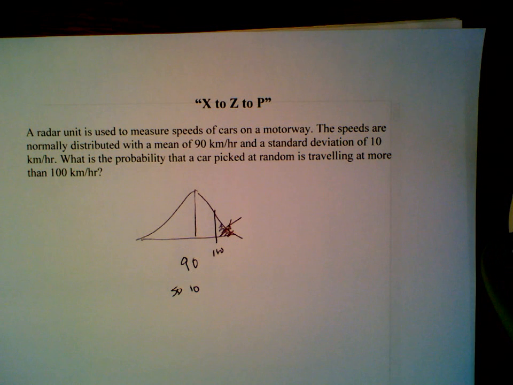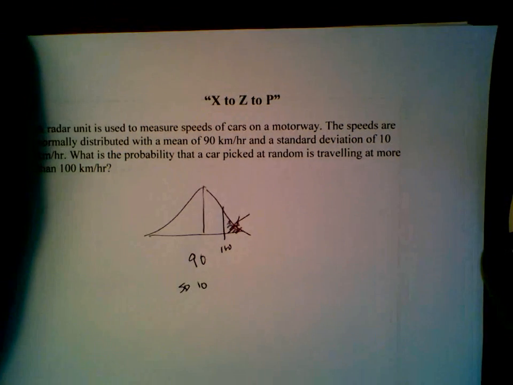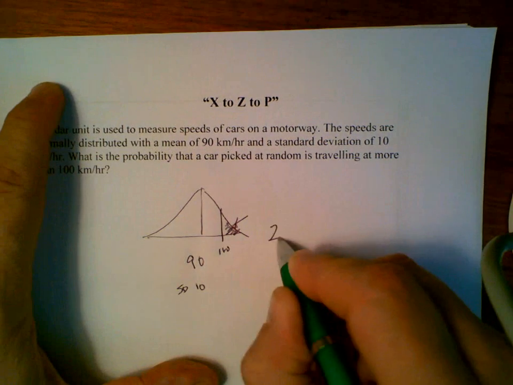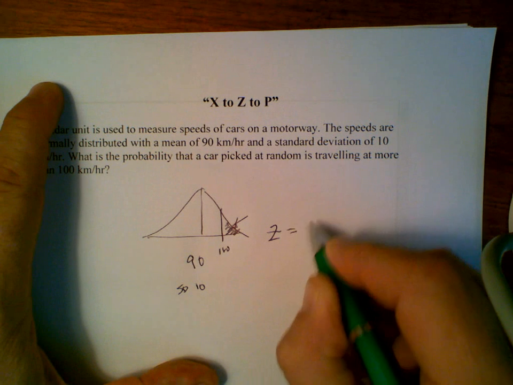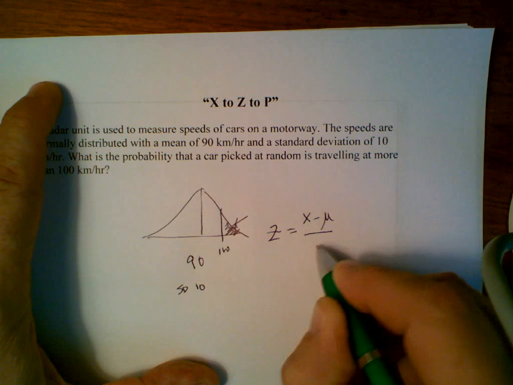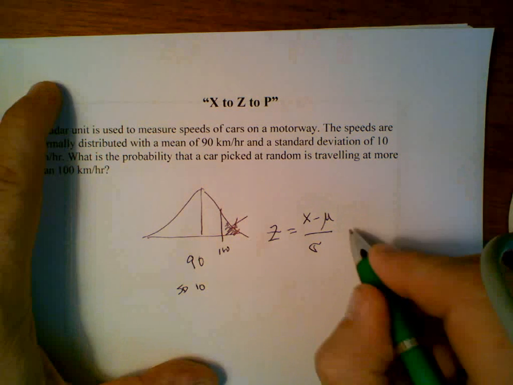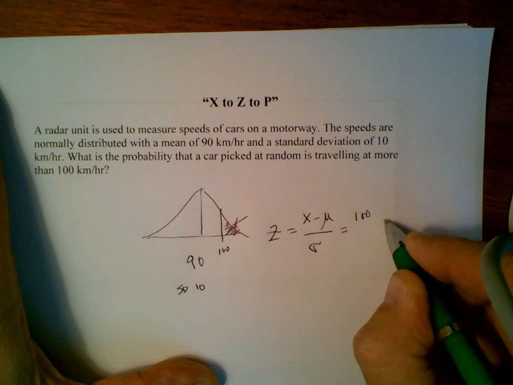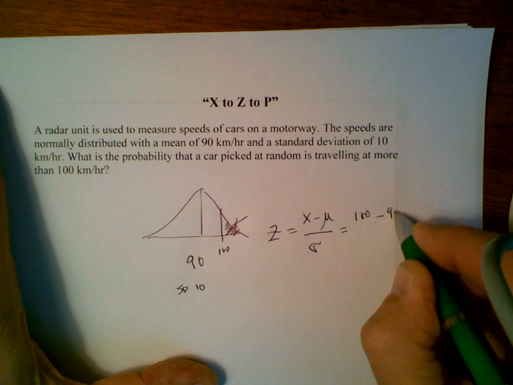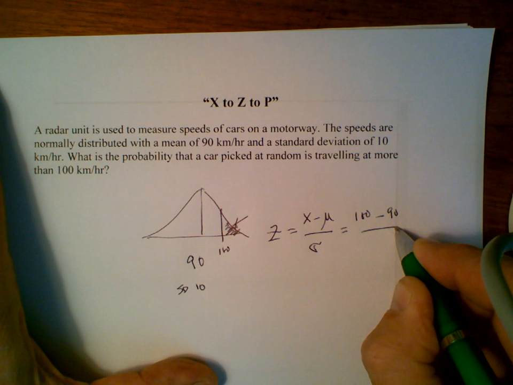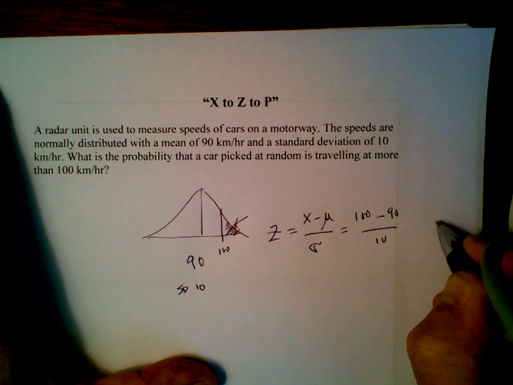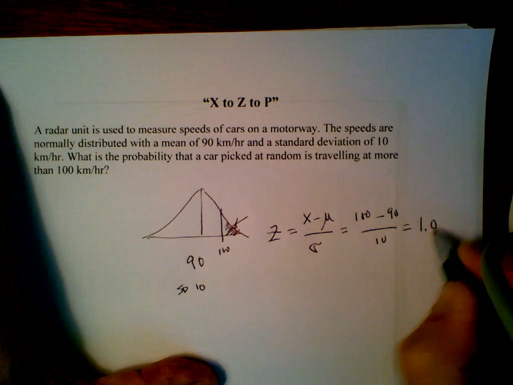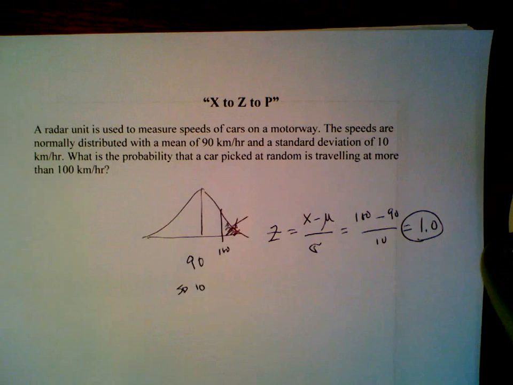area of. Now, what we do is we do a calculation of x to z to p. And you remember our formula for z. We say z is equal to x minus mu divided by sigma. In this particular case, we have got 100 for our x value minus the mu, which is 90, divided by the sigma, which is 10. I don't even need a calculator to do that. 100 minus 90 is 10, divided by 10 is 1.0. Okay. So that's my z.